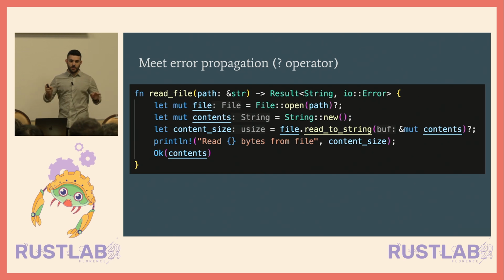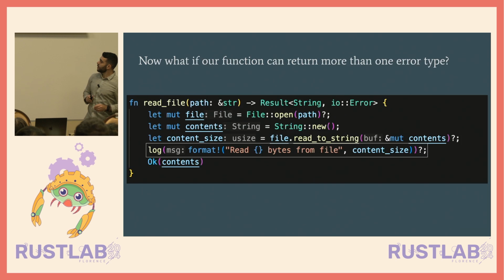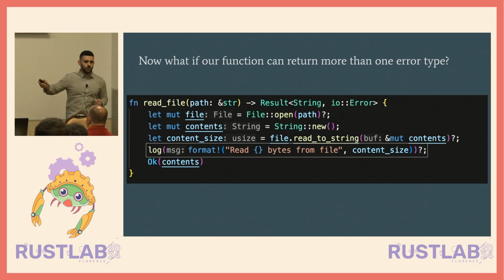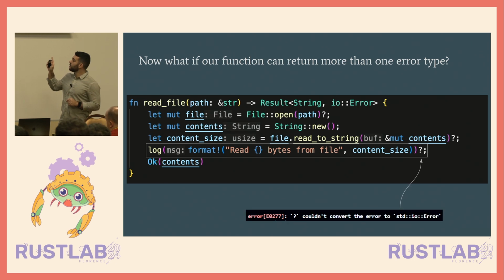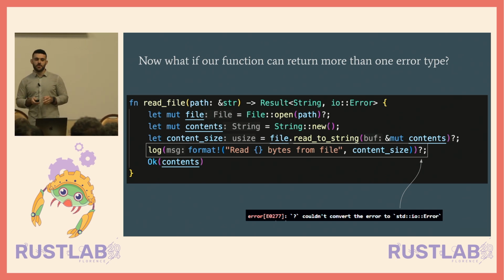So now we are good with our error handling in the simple function. Let's try to complicate it a little bit more. What happens if I change the print function to a log function, and this log function can return a different type of error, a logging error, for example? Now the question mark will not work. We'll get a compilation error saying that the question mark cannot convert this error to an std IO error, because it's a different kind of error. Anyone want to tell what we can do in that case?